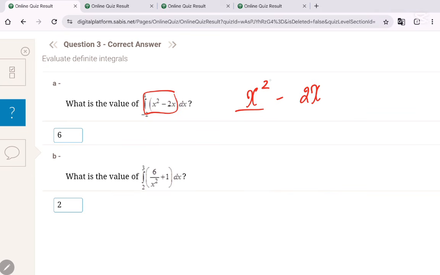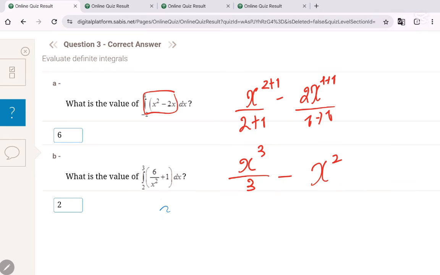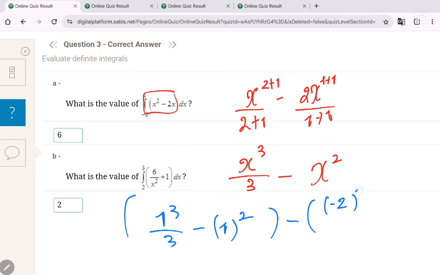So here I'm going to add 1. Okay, so it's going to be n plus 1 over n plus 1. So here it's going to be n plus 1 over n plus 1. So now what does it become? It becomes x cubed over 3 minus x to the power of 2. Okay, now what do I do? I substitute 1 and minus 2. So it becomes 1 to the power of 3 over 3 minus 1 squared. All of it minus what? Minus 2, my bad, minus 2 to the power of 3 over 3 minus 2 squared.